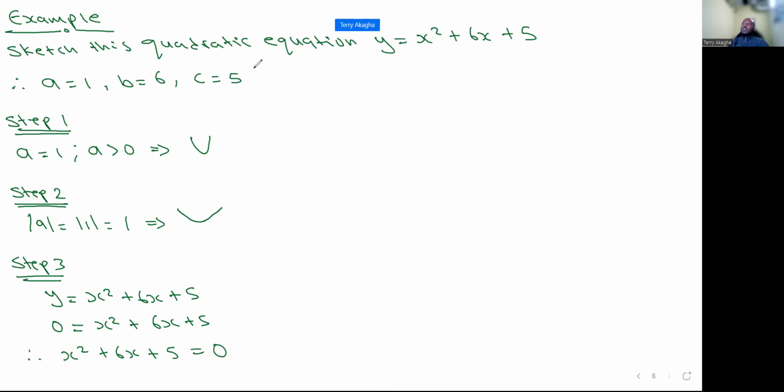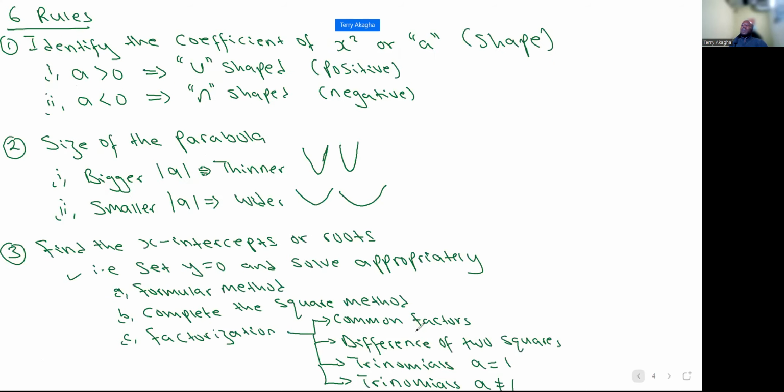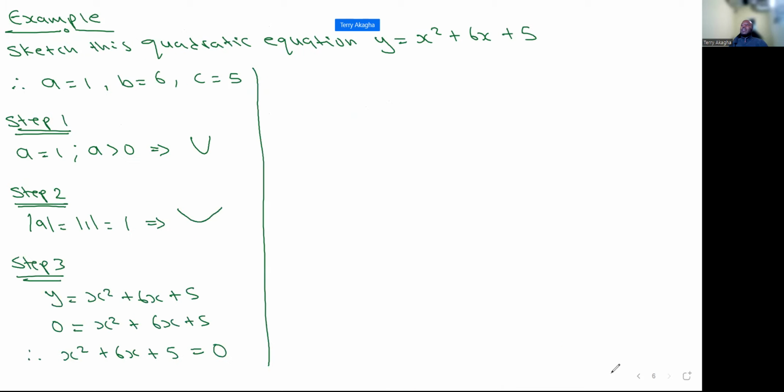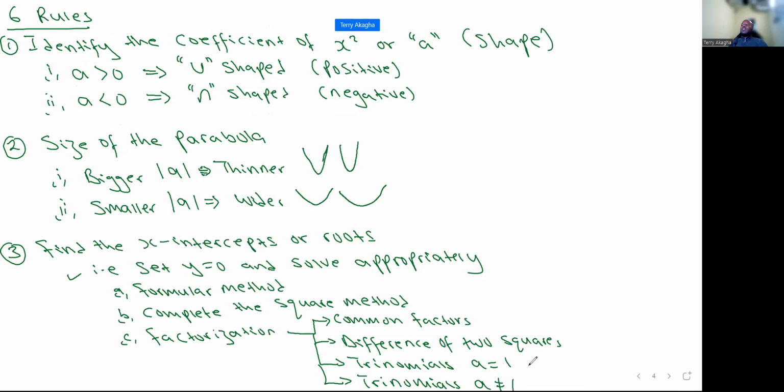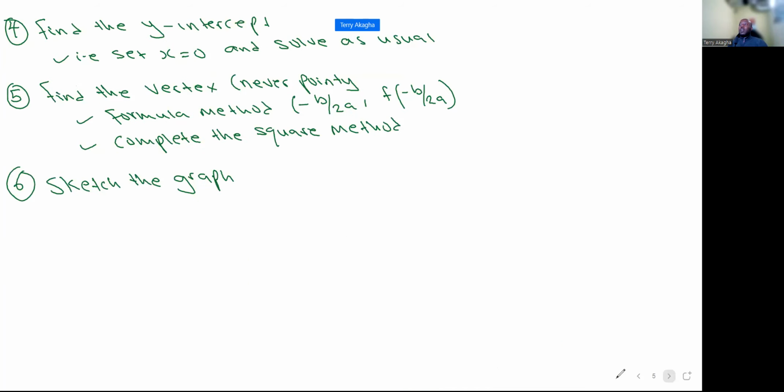And how do you solve it? You remember, we have different ways of solving this. You can either use the formula method, completing the square method, or the factorization method. But what I'm going to do is use the factorization method. I'm going to use the trinomials method when a is equal to 1, because you can see in this example, my a is equal to 1. So go back to the previous video, go to the playlist and you'll see one of the videos where we talked about trinomials when a is equal to 1, and try as much as possible to solve that.